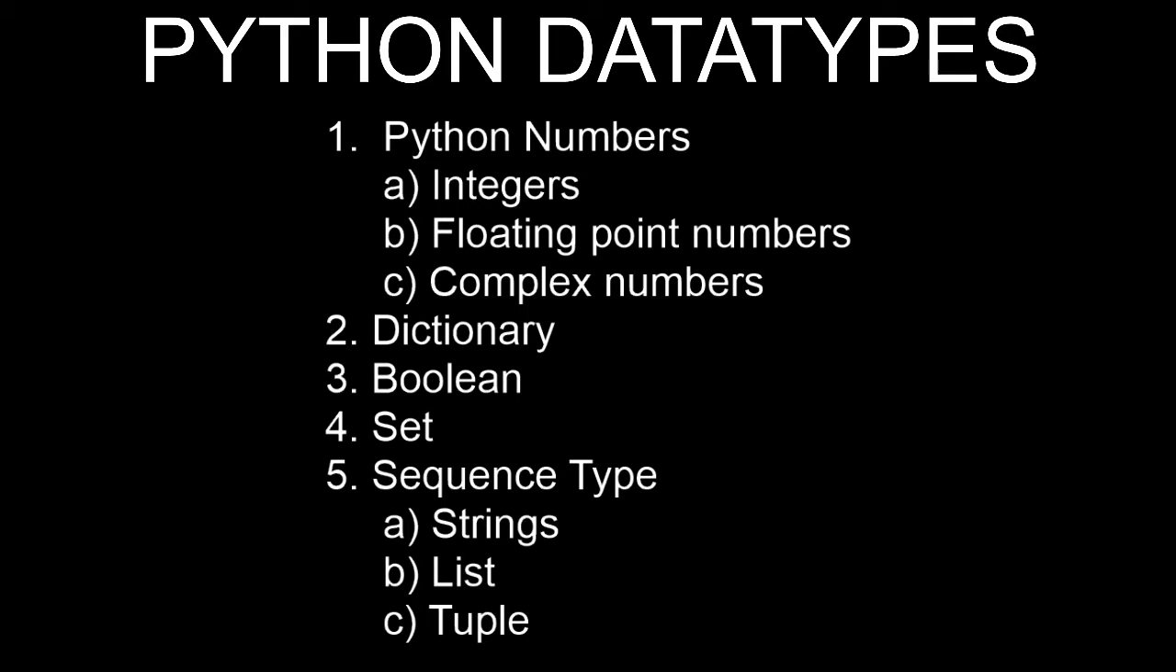There are 5 types of data types in Python. The first one is Python numeric data types or Python numbers. Python numbers are basically used to represent numbers, where it can be integers or floating point numbers or complex numbers. Second one is a dictionary. The third one is a boolean. Then set, then sequence type. 3 sequence types are used: strings, lists, and tuples.